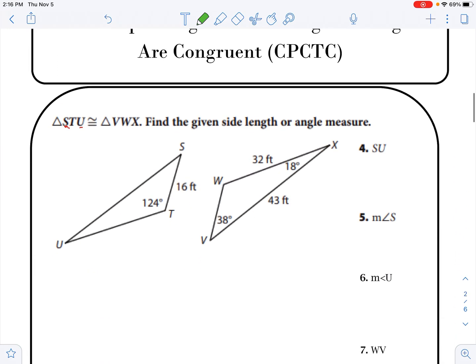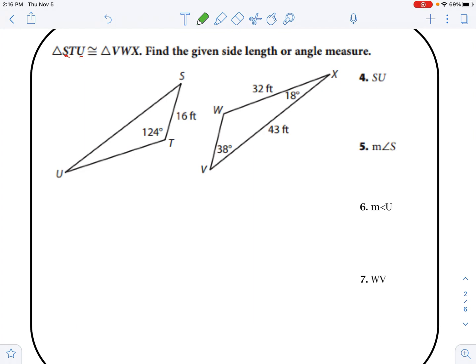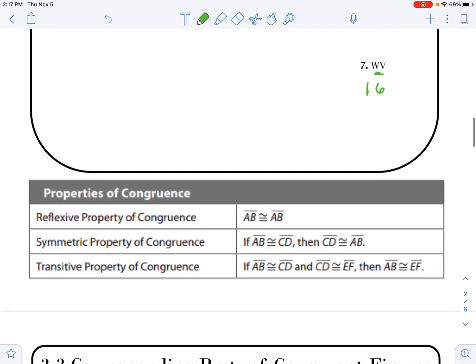I want to go through that because this one here can get a little bit tricky. If I look at WV, a lot of students will just look at it and say, okay, what corresponds to WV? And sometimes it's backwards as you look at it. So I go, WV is right here, equal to ST. So I go to ST and put that as 16. Or I come here to SU. SU is right here. So this side corresponds to VX. VX, so that's 43. I just want to show you guys that as you go through it, use those letters to help you out.